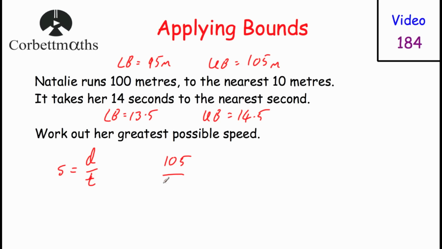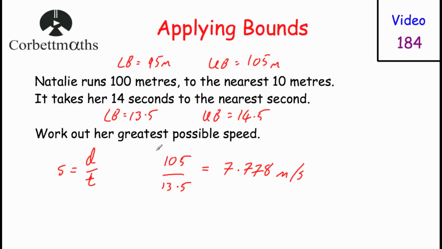And the smallest amount of time would be 13.5 seconds, because if she ran a large distance in a smaller amount of time, that means she's running even faster. So if you've done 105, the upper bound, divided by the lower bound, that's going to give you the greatest possible speed. So 105 divided by 13.5 would be equal to 7.778 meters per second to 3 decimal places. So that would be her greatest possible speed.